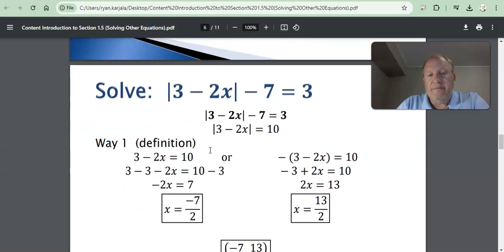So here we go. Let's get started on this. There are 2 ways to solve absolute value equations. This is the first way. The first thing you're going to want to do is isolate the absolute value, just like before with the radical, where we isolated the radical. This time we're isolating the absolute value. To do that, I'm going to add 7 to both sides. So notice how I add 7.